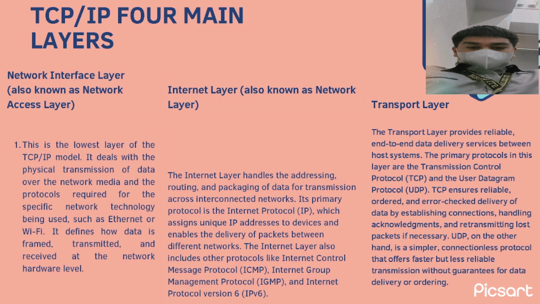Third one, the Transport Layer. The Transport Layer provides reliable end-to-end data delivery services between host systems. The primary protocols in this layer are the Transmission Control Protocol and the User Datagram Protocol. TCP ensures reliable, ordered, and error-checked delivery of data by establishing connections, handling acknowledgements, and retransmitting lost packets if necessary. UDP, on the other hand, is a simpler connectionless protocol that offers faster but less reliable transmission without guarantees for data delivery or ordering.